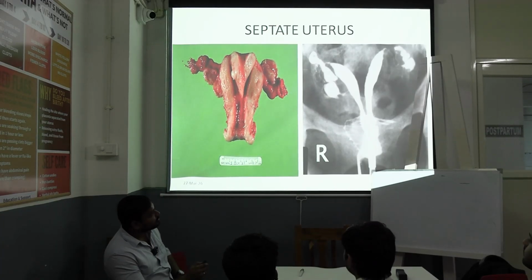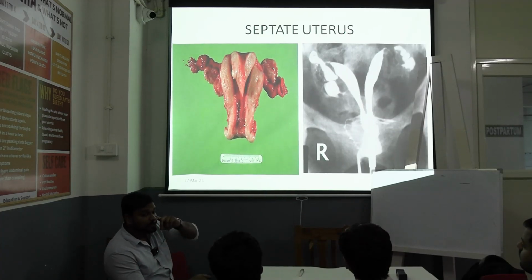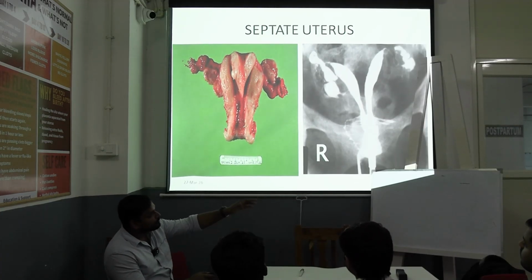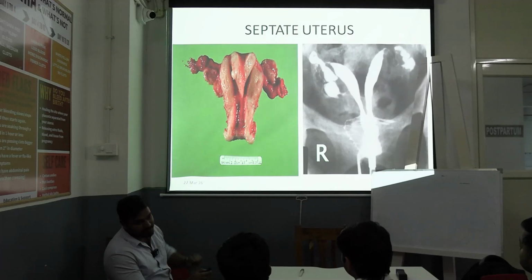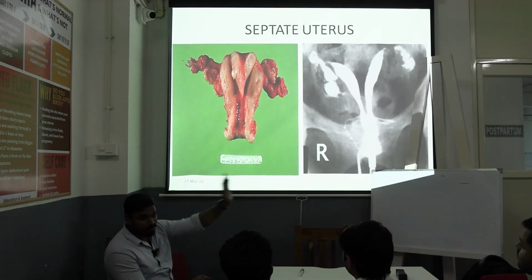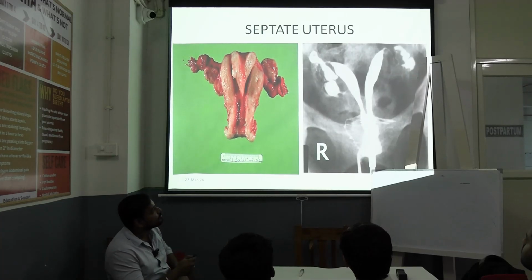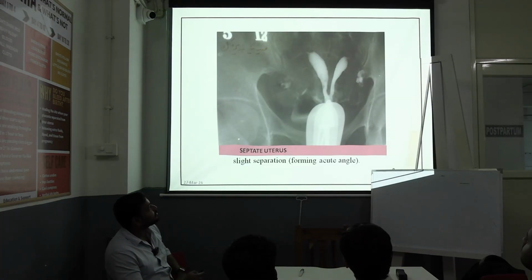But imagine, if you have the HSG, you have to differentiate between bicollis and septate uterus. What did I say? In bicollis the angle is more than 100, the intercornual angle is greater, and here it is less. See, this is also septate uterus.